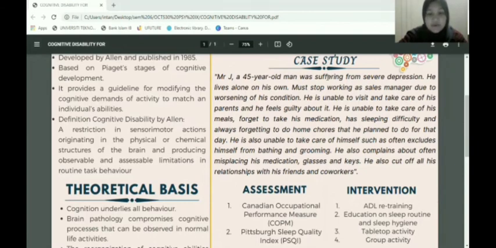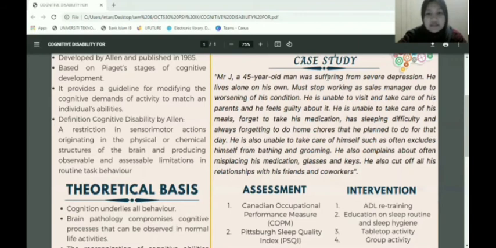So basically, from this problem, the short-term goal that we will set is to improve the ADL and IADL functional level of Mr. J. And the long-term goal that we can set is to maintain maximum functional independence in performing ADL and also to promote a good quality of life.